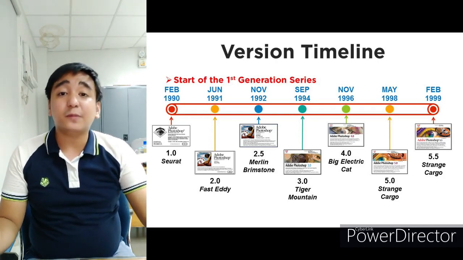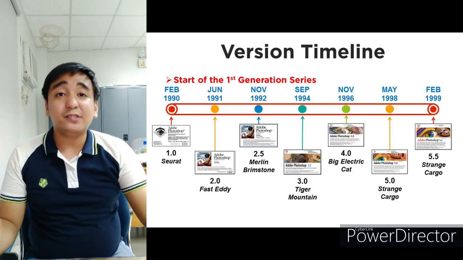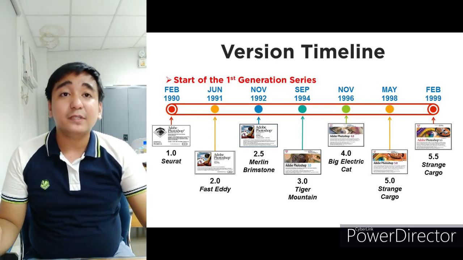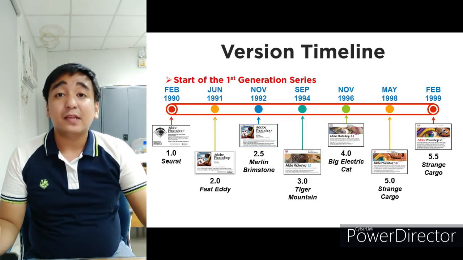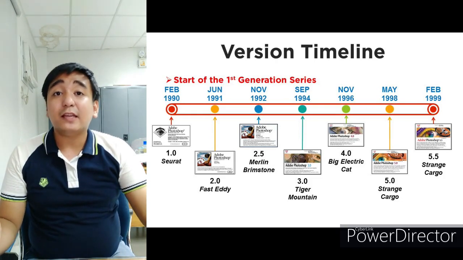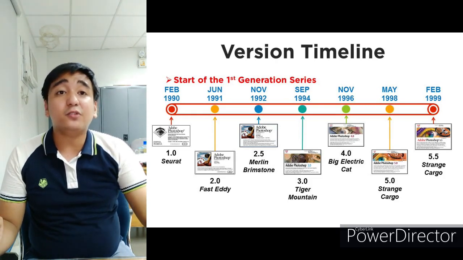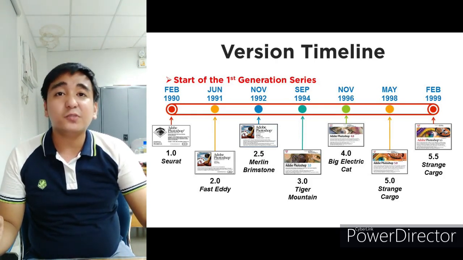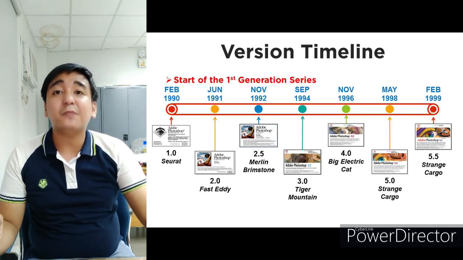Followed by Photoshop 3.0. 3.0 has the code name of Tiger Mountain. Its features include layers and tab palettes, which were introduced in this version and made manipulating images an easier process.